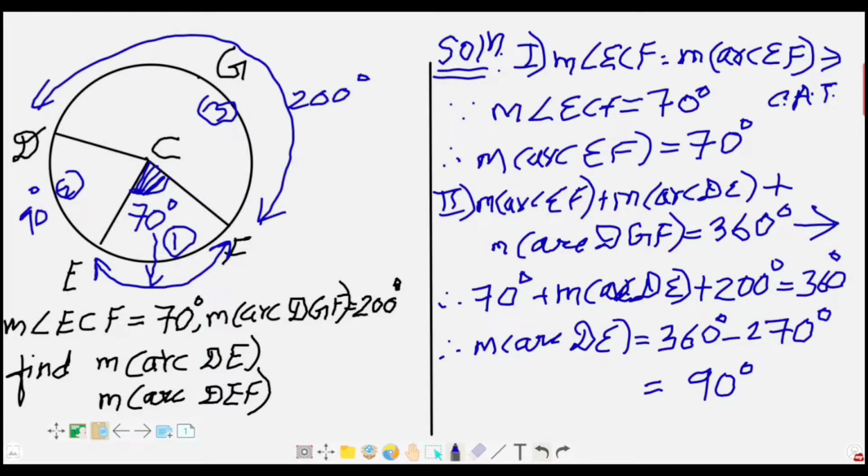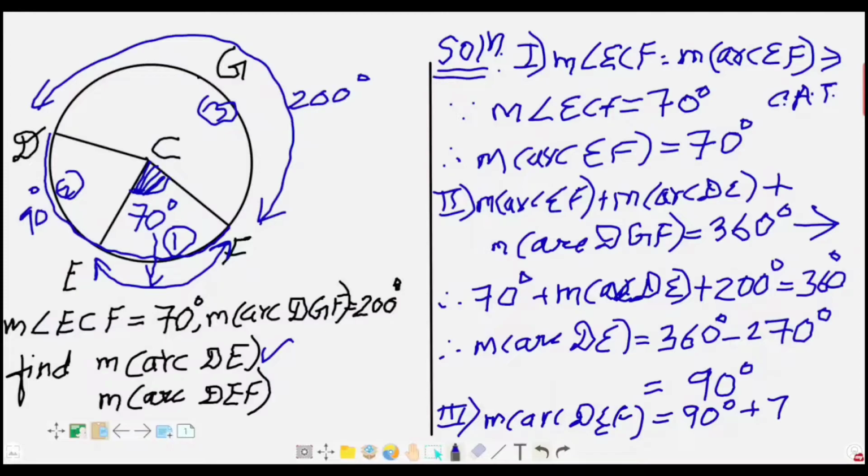Now what they have asked: this arc we got is 90 degrees. Now what else is asked to calculate? The measure of arc DEF. Now just look at the figure. This is EF and this is DE. Together they form the arc DEF. So that will be the addition of both these arcs. So 90 degrees plus 70 degrees. So here this second arc will be 160 degrees.